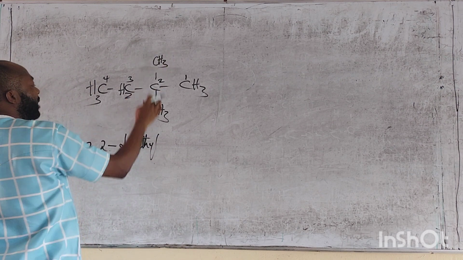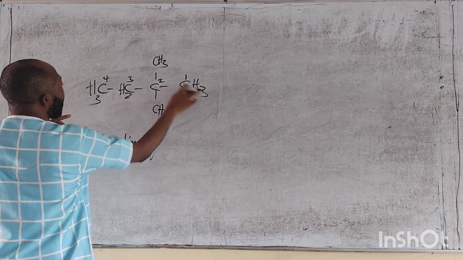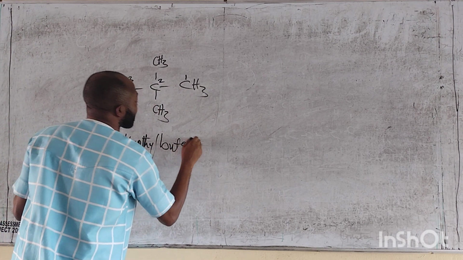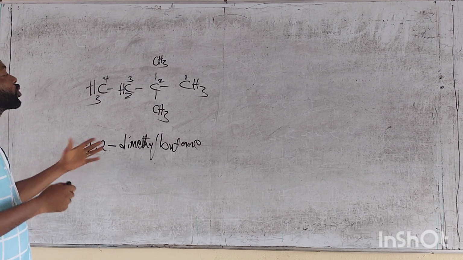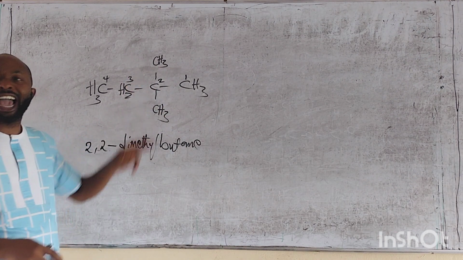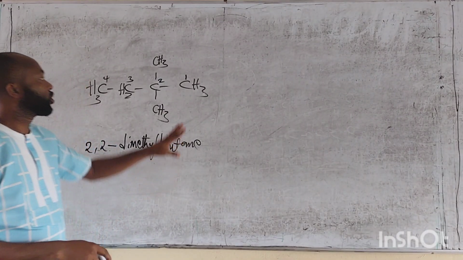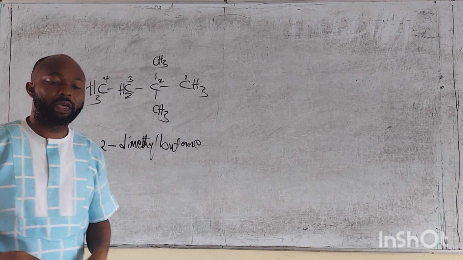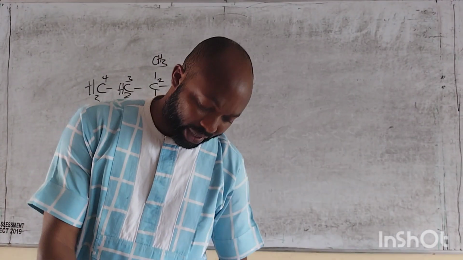Dimethyl. How many? There are 2 methyl. Dimethyl. 1, 2, 3, 4. 4 is butane. So why am I having 2? Because in carbon 2 I have 2 methyls. So this is 2,2-dimethylbutane. So we are going to name a whole lot. Let's proceed further.